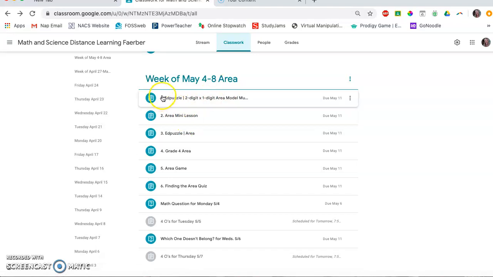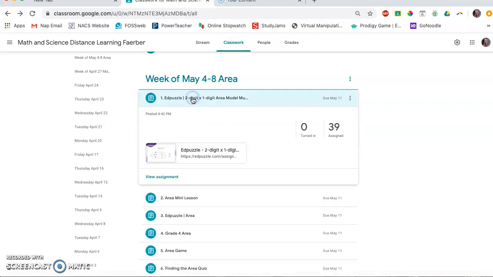So here we go. You are going to need to complete these in order again. There are no passwords this week, but this order will help you be the most successful for the quiz, which is number 6. If you notice, all of these are due May 11th. May 11th is next Monday. So you're getting a full week to do these.